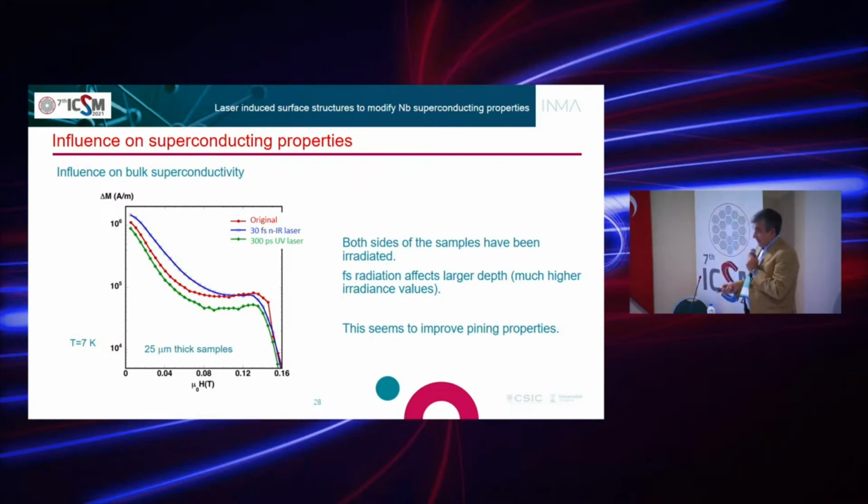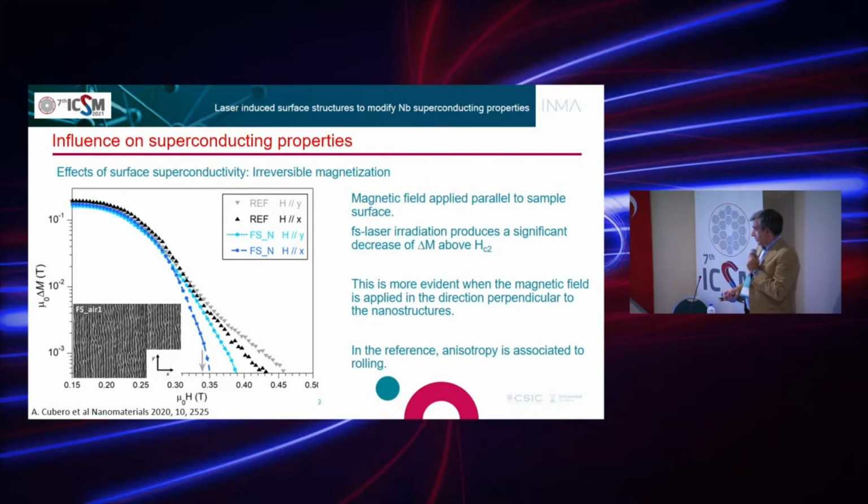So it seems that we can improve pinning properties even in bulk properties, and then we move to the surface superconductivity. In this case, the difference is that we apply the magnetic field parallel to the surface of the superconductor. Also, here you can observe that after laser processing, the behavior changes.